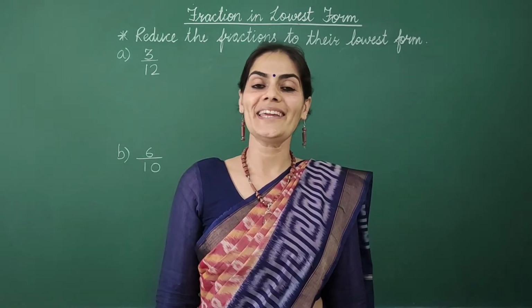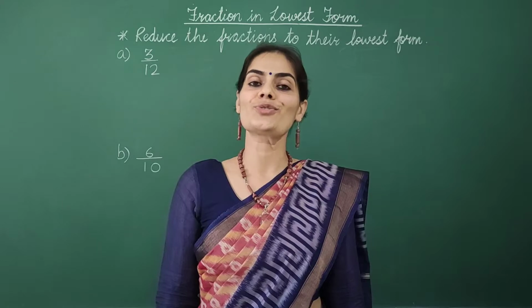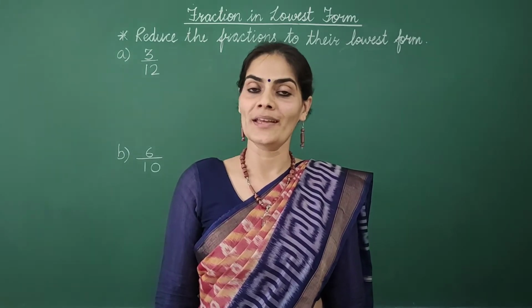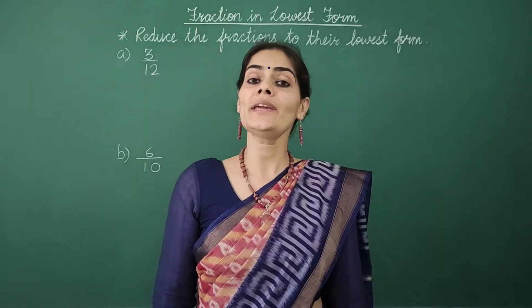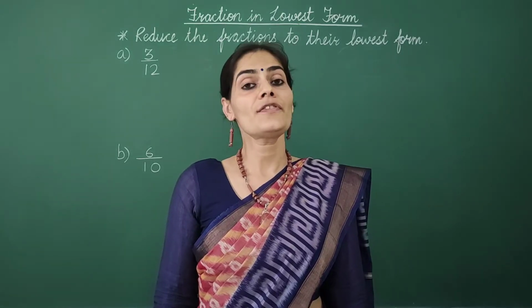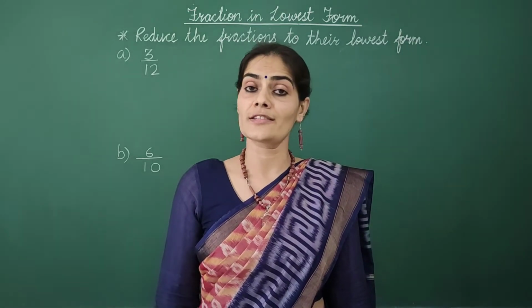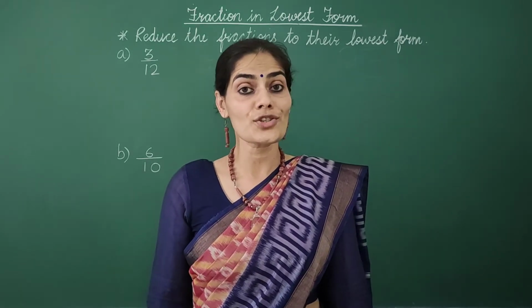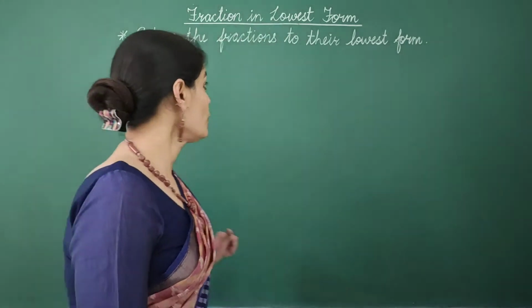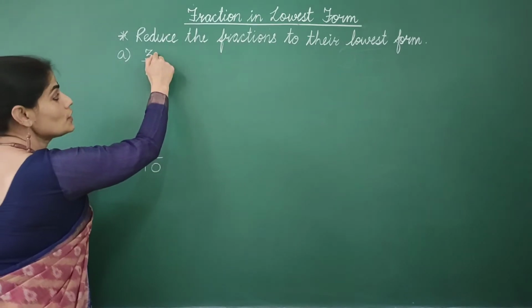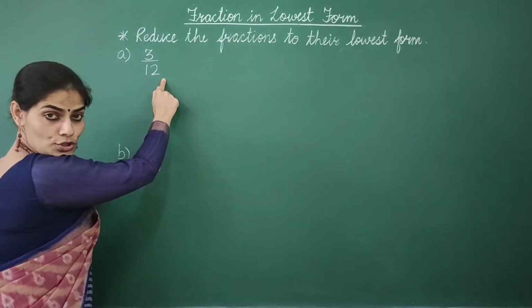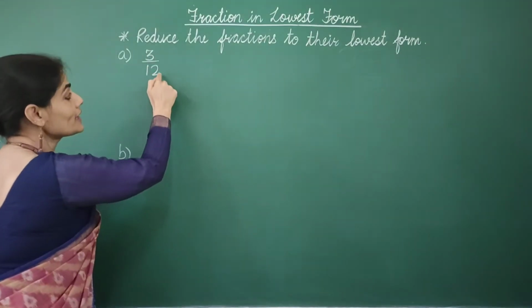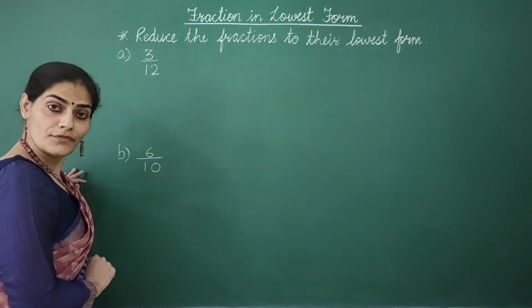Today we are learning how to reduce a fraction to its lowest form. A fraction is said to be in its lowest form if it has no common factor other than 1. But how do we reduce a fraction to its lowest form? We divide the numerator and denominator of the fraction by their highest common factor.